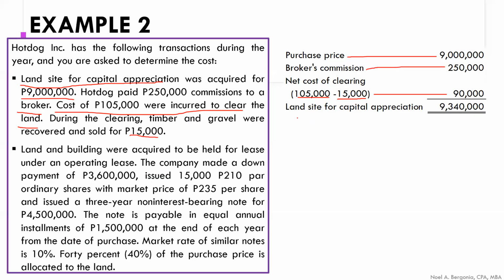Okay, so I hope that that is clear. If you have questions, please let me know. Okay, so another would be itong second bullet. So there was a land and building daw acquired to be held for lease under operating lease. So malamang sa malamang, pasok naman tayo sa investment property kasi land and building yon and then operating lease. Now, the company made a down payment of 3,600,000. So kasama yan. Then issued 15,000 shares, 210 par value, ordinary shares.